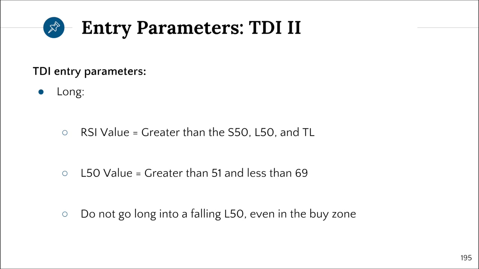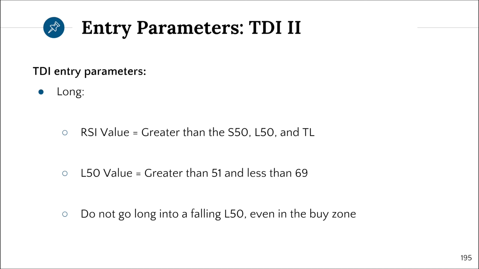Let's talk about the parameters for a long trade. You want to have the RSI value greater than the stationary 50, which would mean in the buy zone. You also want the RSI value to be greater than the liquid 50, and you want it to also be either above or coming through the trend line. The liquid 50 itself, you want to be greater than 51, but less than 69. So that would mean above reset, above 50, but less than 70 at overbought.